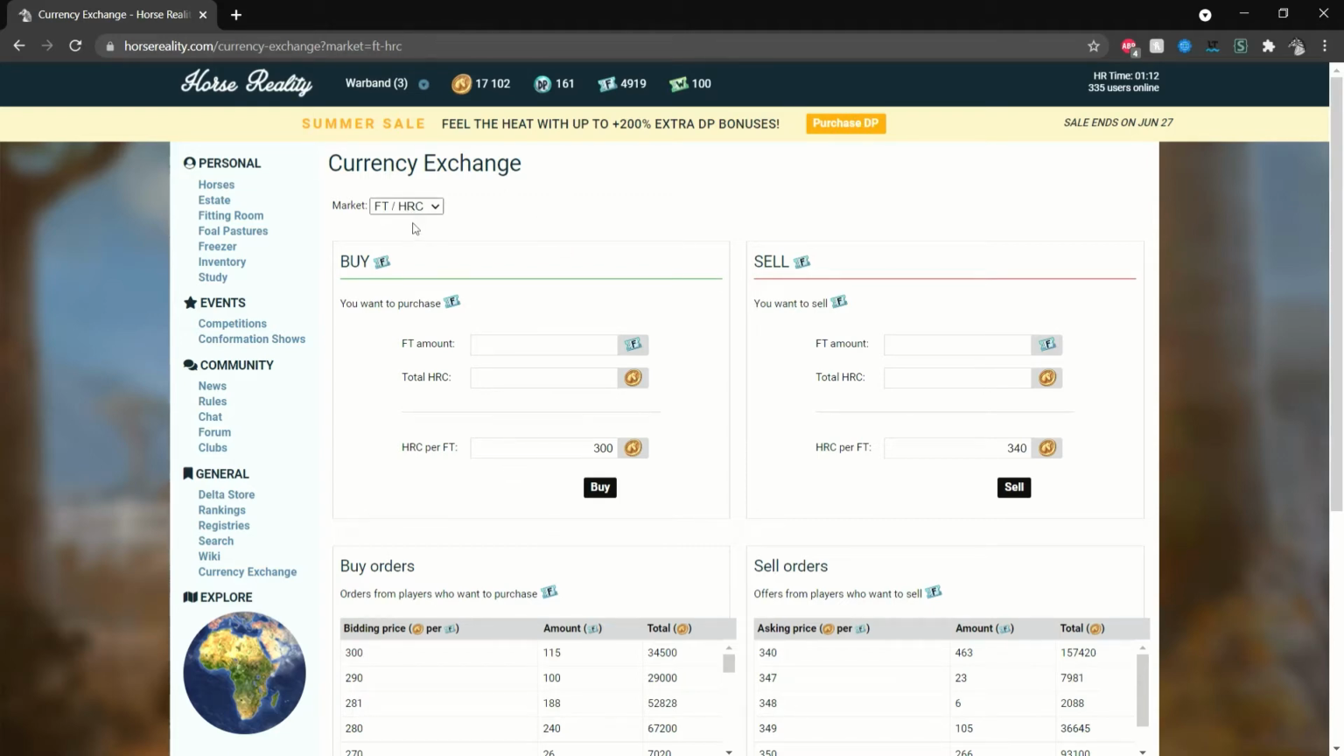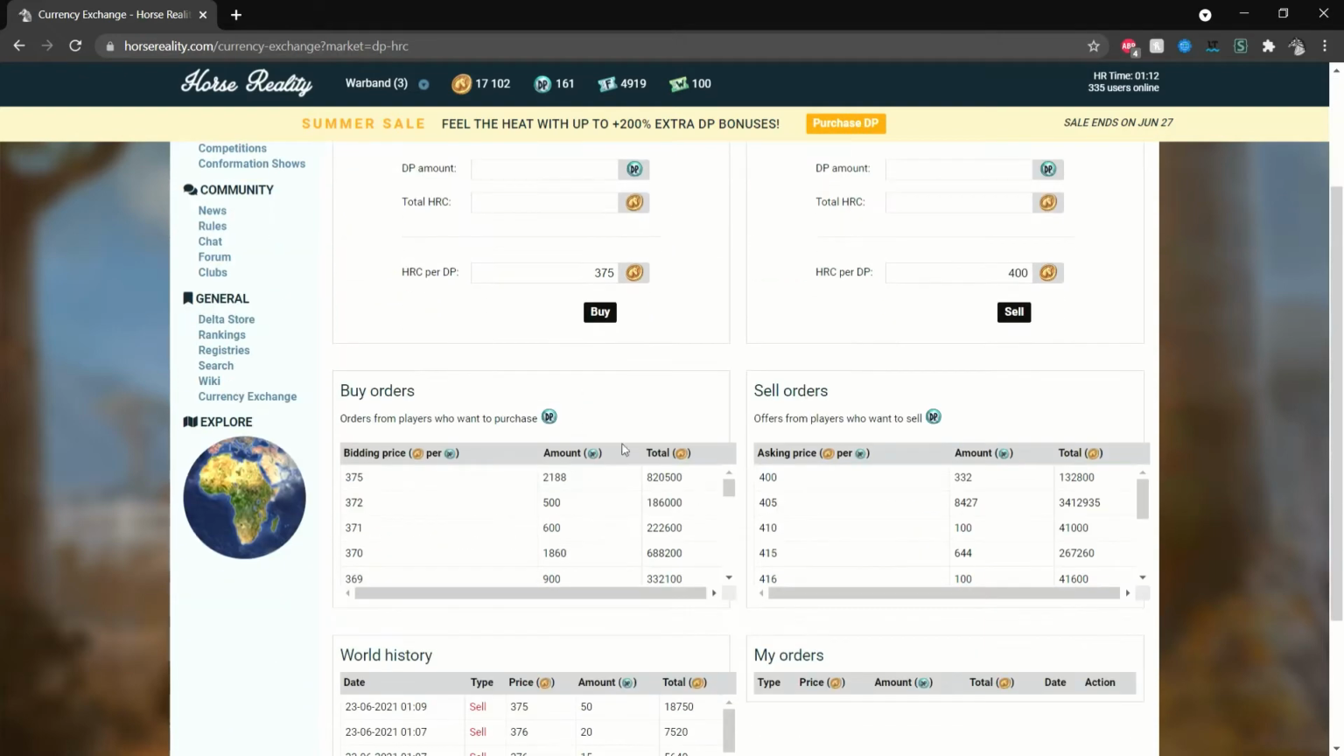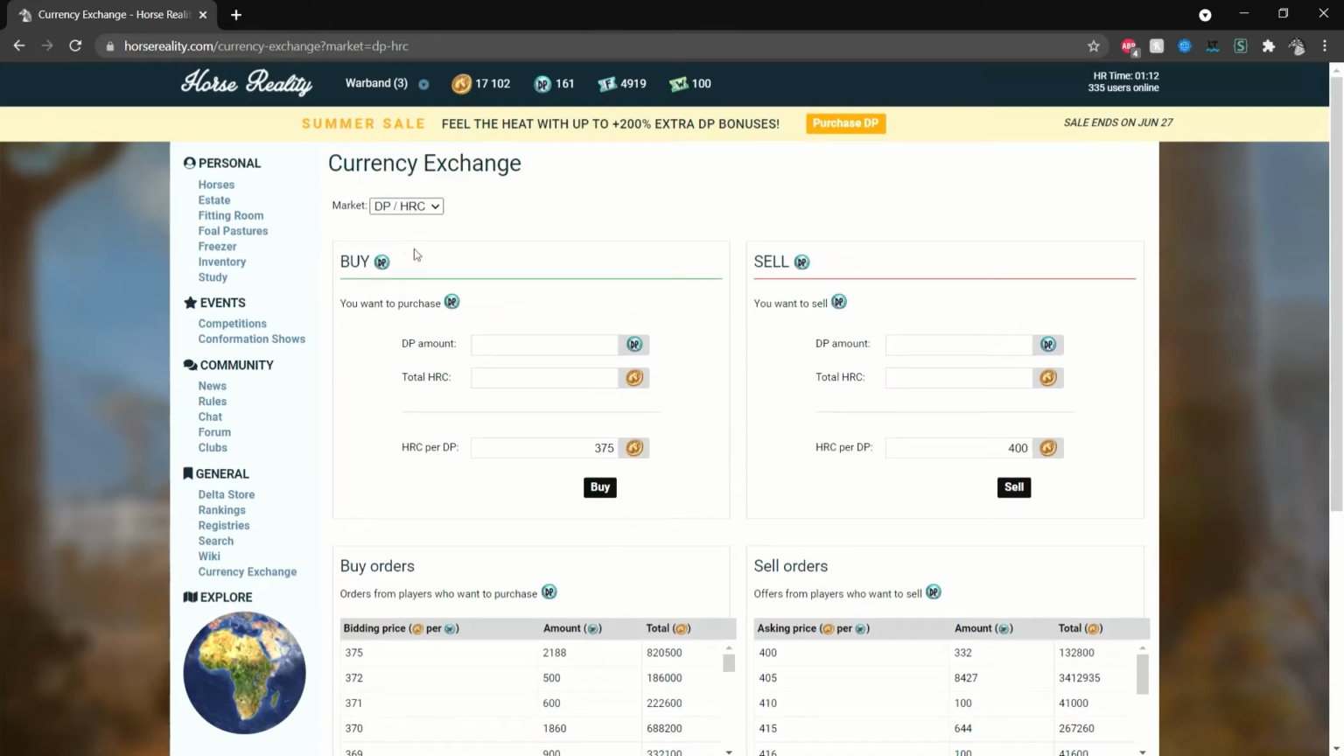What I explain per market is going to be the exact same method that you would use depending on whichever market you went with. So if you were trying to sell or buy DP, it would be the same process as buying and selling FT or WT. I've got more FT to burn, so I'm going to do it this way.